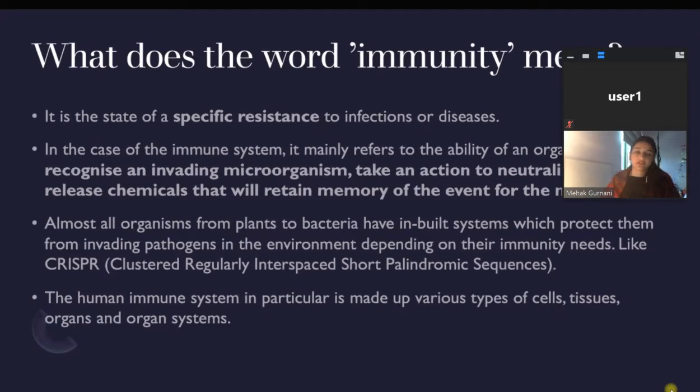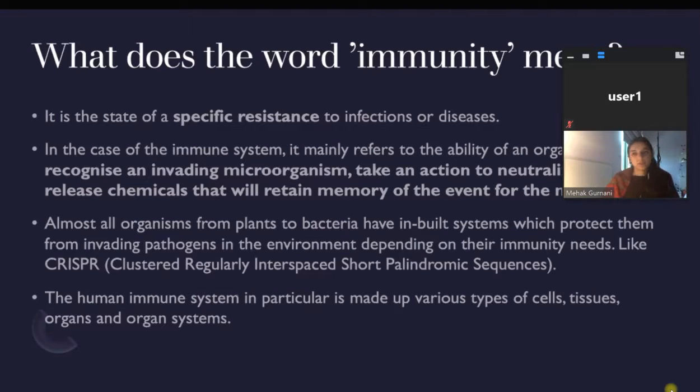So the three features of the immune system should be to recognize an invading microorganism, to take an action to neutralize it or to kill it, and finally to release chemicals that will retain the memory for the next attack. If you think about it, this is very similar to the system that we have in place for any kind of defense mechanism. We should be able to recognize the enemy, we should be able to take an action against the enemy, and we should remember that the next time they attack, we should have a strategy or a plan in hand. So the immune system is like a bunch of little soldiers that have this plan.